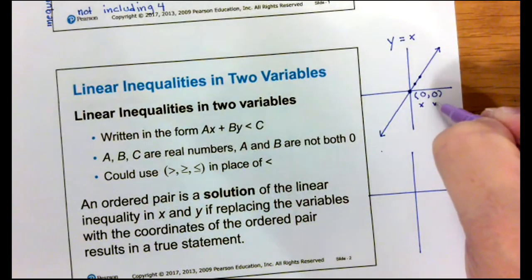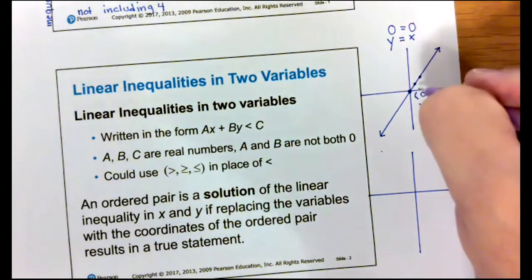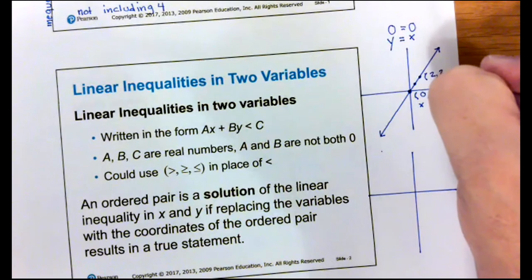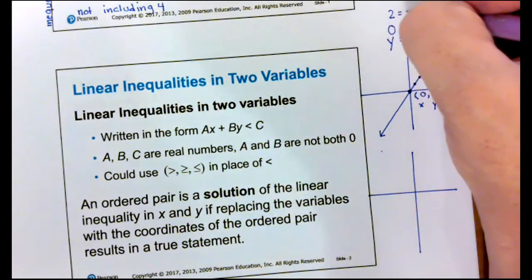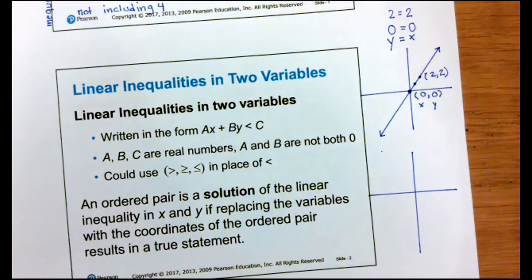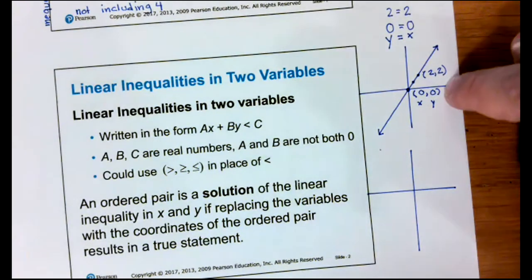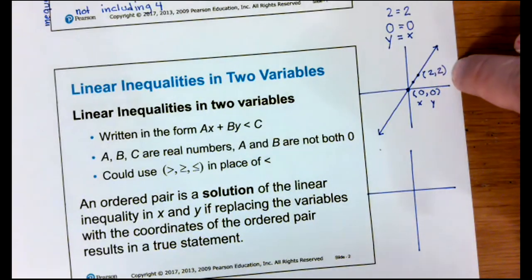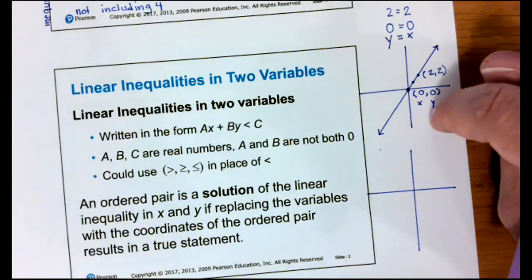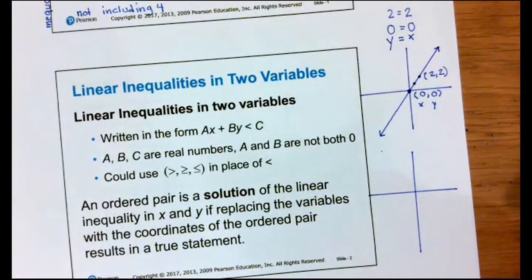0 on the x, 0 on the y. So that means 0 is 0, that is true, right? This one is the point 2, 2, because we just went up 1 over 1, up 1 over 1. 2 is 2. That's true, okay? So each point on the line is a solution to that equation. We know that because the first number of the point is the x, the second number is the y, and we put those into the xy of the equation, and the equation is still true.